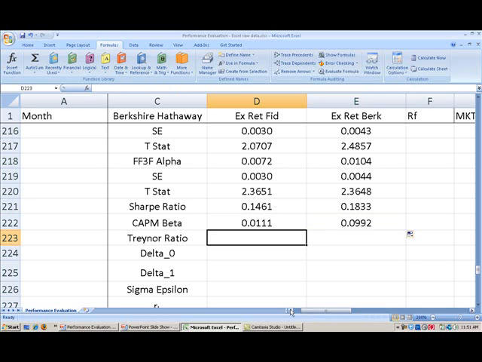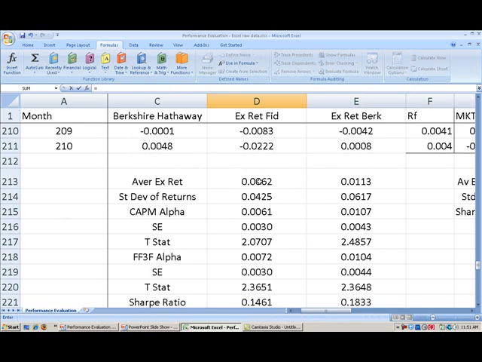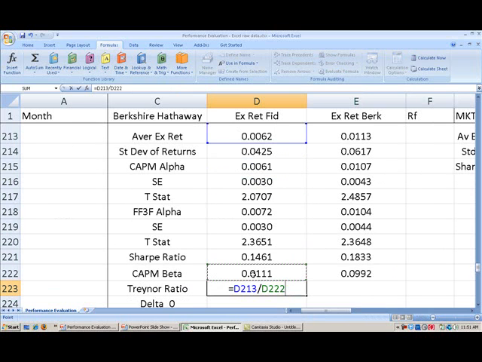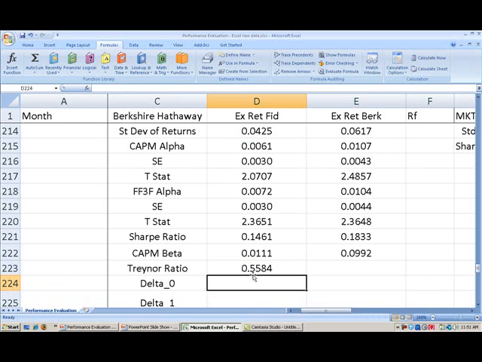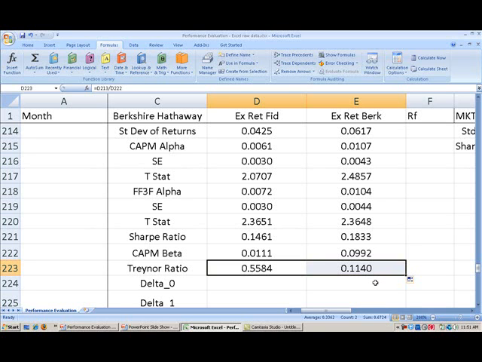Let's calculate the Treynor ratio now. The Treynor ratio is equal to the average excess returns divided by the beta. We can copy this across. We have the Treynor ratio for both Fidelity and Berkshire Hathaway.